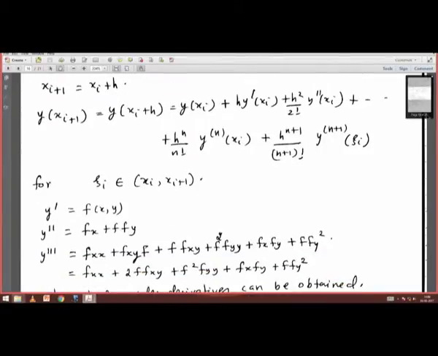So, y of xi plus 1 will be y of xi plus h y dashed of xi plus h square by factorial 2 y double dashed of xi plus etc. plus h power n by n factorial into nth derivative of y at xi plus the error term, which is of order of h power n plus 1, since we want to use Taylor series method of order n, and psi i belongs to the interval xi to xi plus 1.